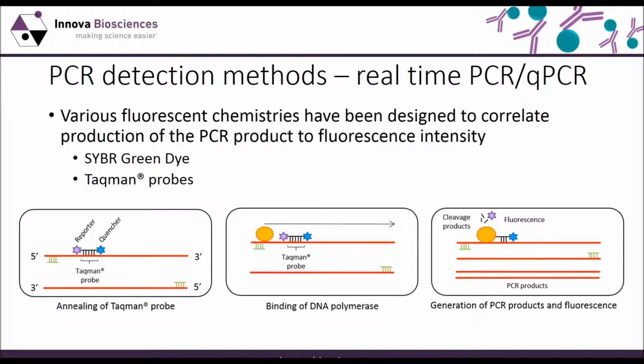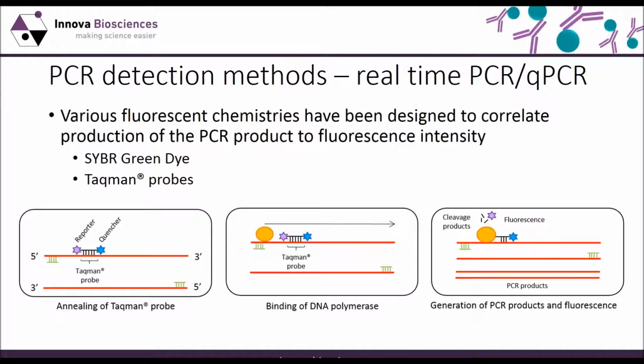Two general types of fluorescent reporters are used: dyes which bind to double-stranded DNA and fluorescently labelled probes. SYBR Green dye and TaqMan probes are well-known examples of each of these. SYBR Green dye was developed as a safer alternative to ethidium bromide, which is known to be mutagenic. The free dye has only a low level of fluorescence, but upon binding to double-stranded DNA, the fluorescence is greatly increased. As more and more double-stranded DNA is produced, the fluorescent signal grows in intensity.